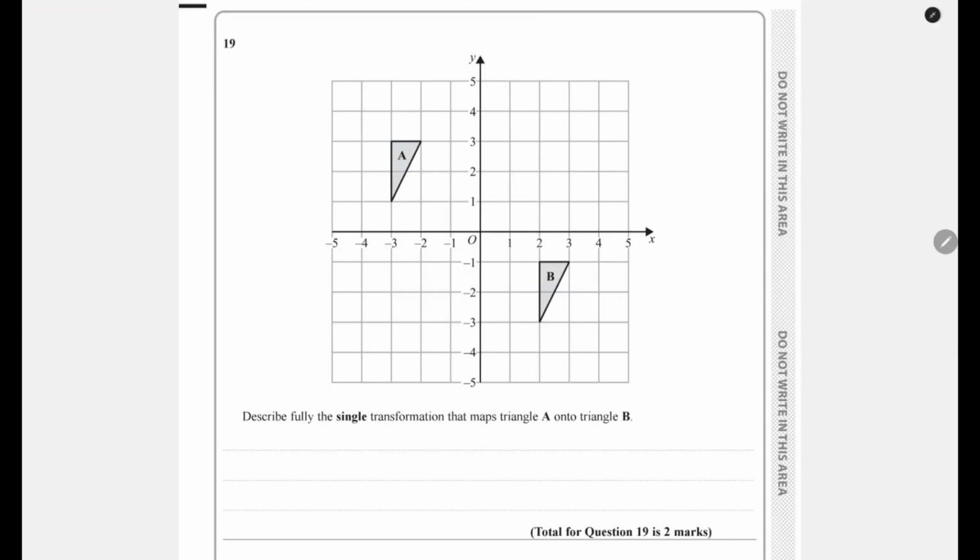Question 19 says, describe fully the single transformation that maps triangle A onto triangle B. So in order to answer this question, we're going to pick a point on triangle A, let's say this point here, and we're going to see how far along the x-axis and how far along the y-axis we need to move to get to the same point on triangle B. So we can see that the same point on triangle B is here. So it's going to be along the x-axis, 1, 2, 3, 4, and 5.